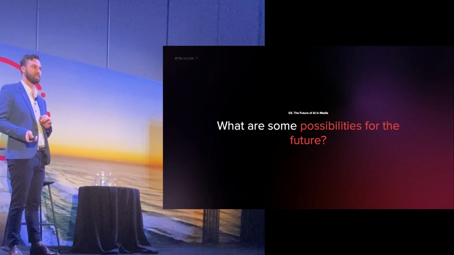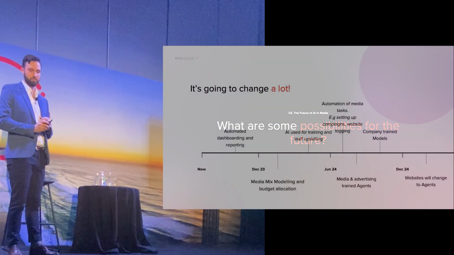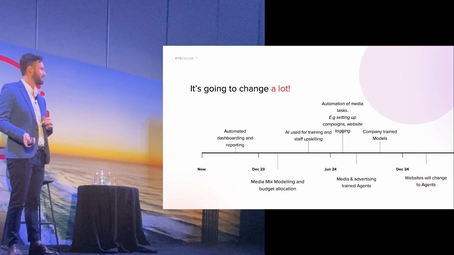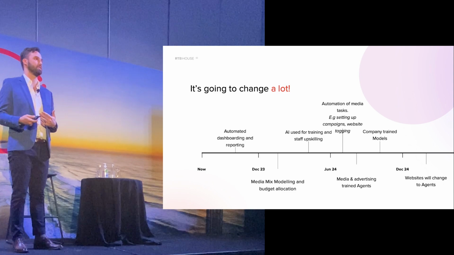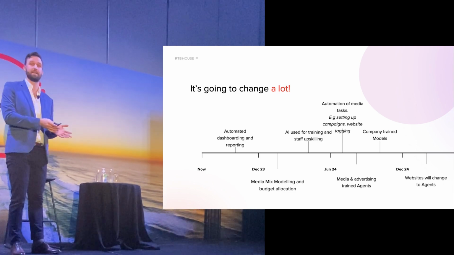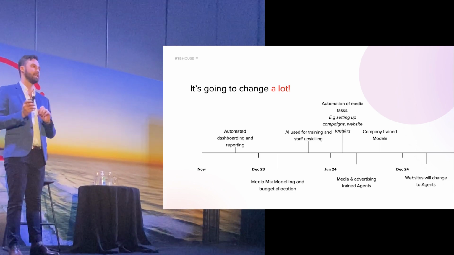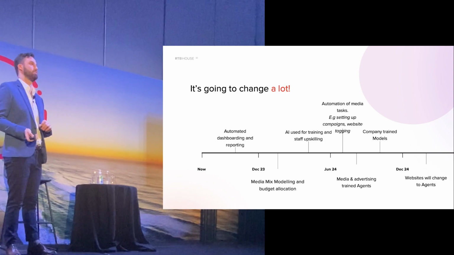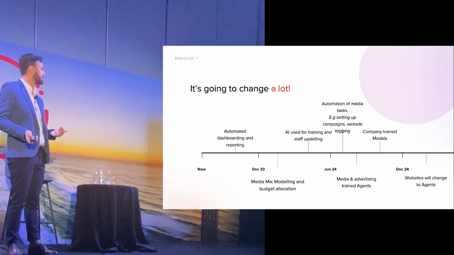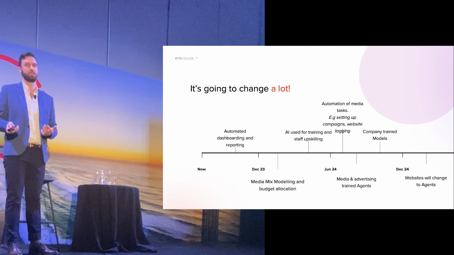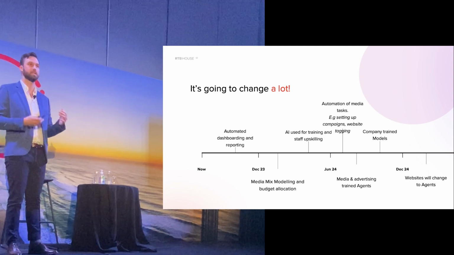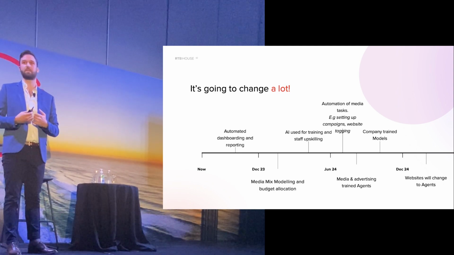So, onto probably the most interesting part of this presentation, the timeline. We're going to get automated dashboarding and reporting very soon. This is a task that has already been technically possible for a number of months. It's going to be rolling out very soon to probably media agencies and companies. Then media mix modeling and budget allocation. As you can see, those kinds of neural networks are a perfect example for media mix modeling.